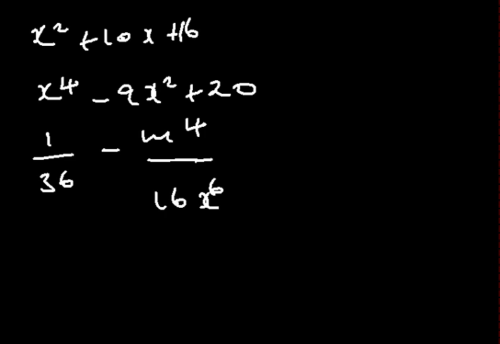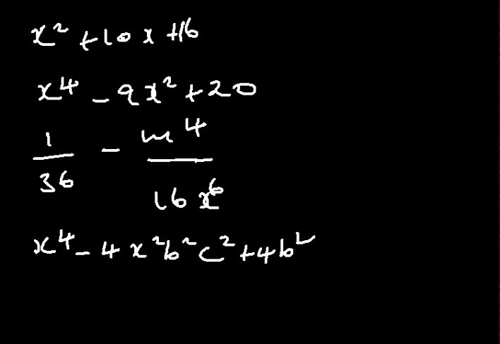And also think about this one as well. Now what if we have this? Let's say we have x to the power 4 minus 4x squared b squared c squared plus 4 b to the power 4 c to the power 4. Try to work that one out as well at your own time. So thank you.